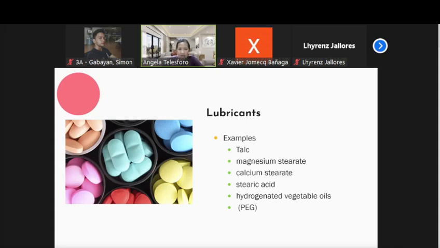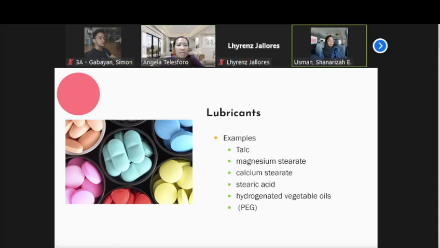What is PEG? Polyethylene glycol. Okay. PEG is polyethylene glycol, and we use it as a lubricant.